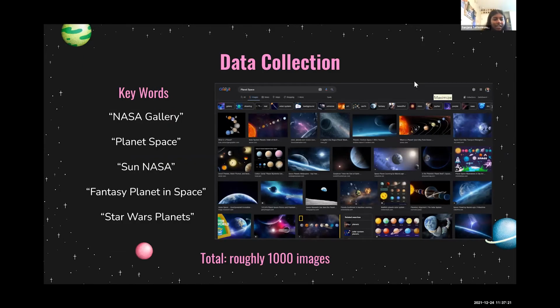So for data collection, the words on the left are the keywords that we searched in Google to get our images. And then we wrote a Python script that would automatically bulk download the first 200 images from each of these keywords. So we had a total of about 1,000 images that we were using initially, and we had to cut it down to get the ones that would work.